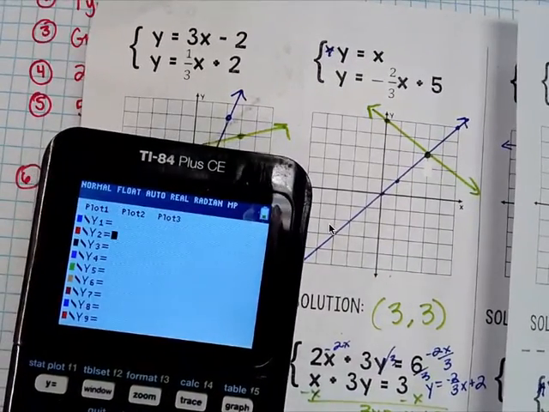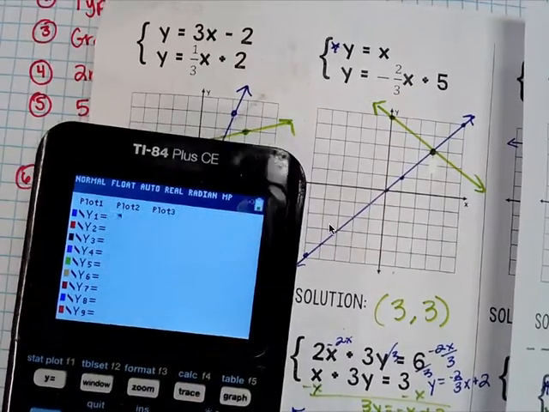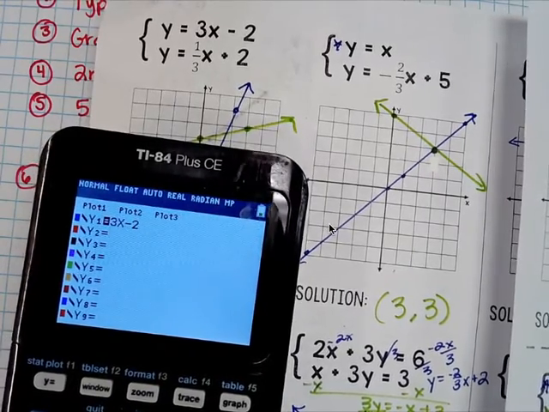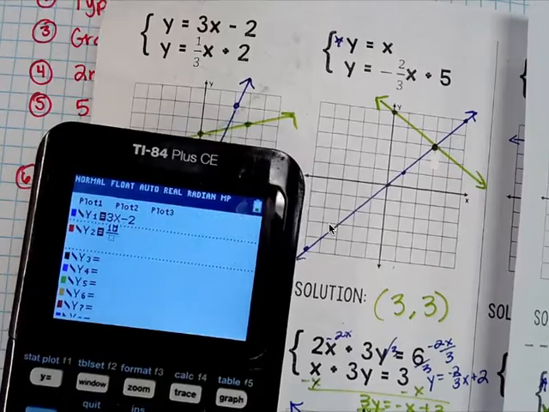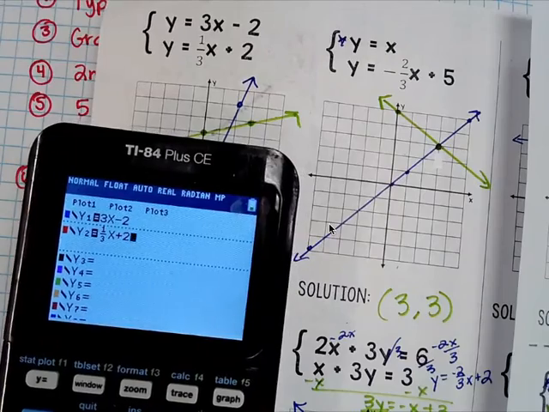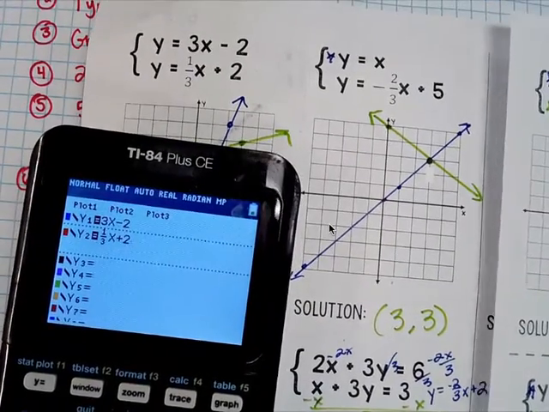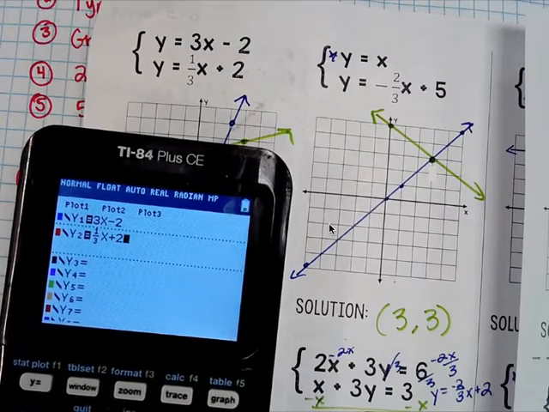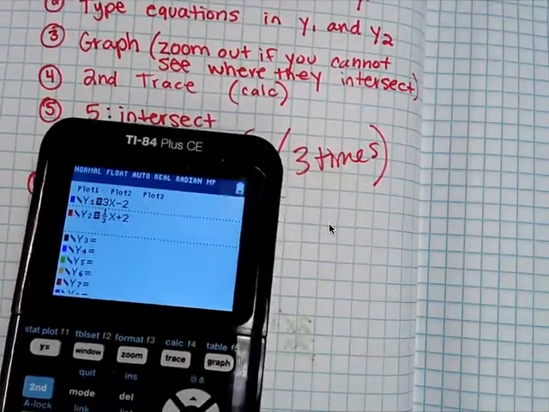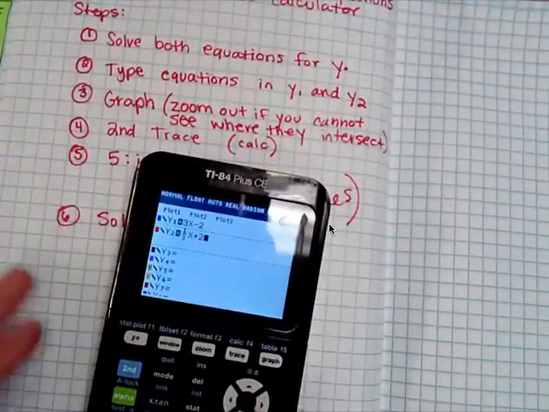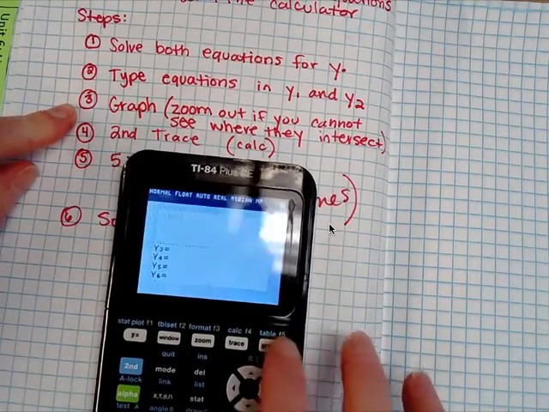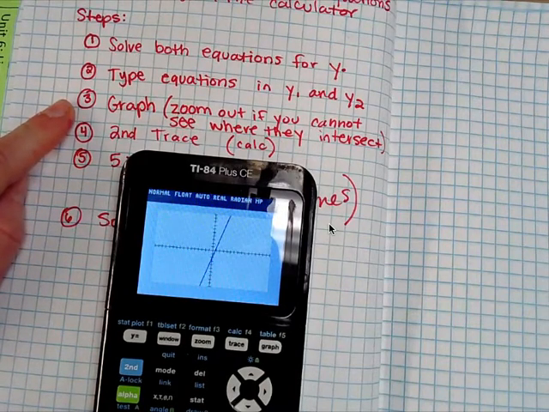And then y1 is the first one, 3x. Oh. And really, it doesn't matter which one's y1, which one's y2. It doesn't make a difference. Okay, so you have y1, y2 in there. Okay, so now we need to follow the instructions. So it was already solved. We typed them in, y1, y2. 3 says graph. Make sure you can see where they intersect.